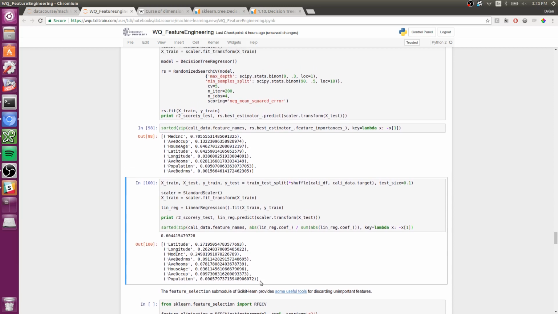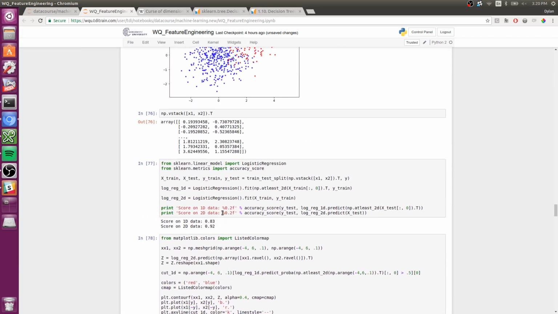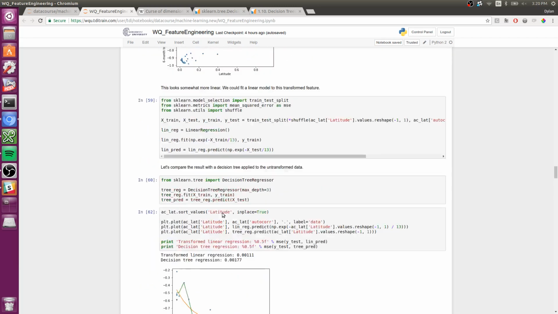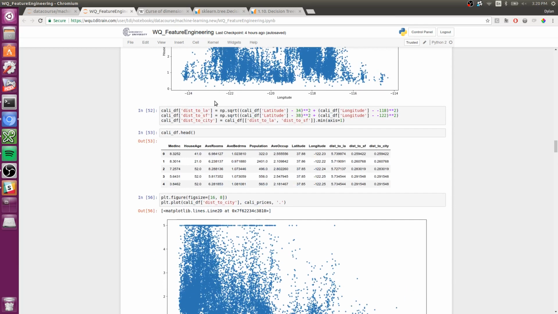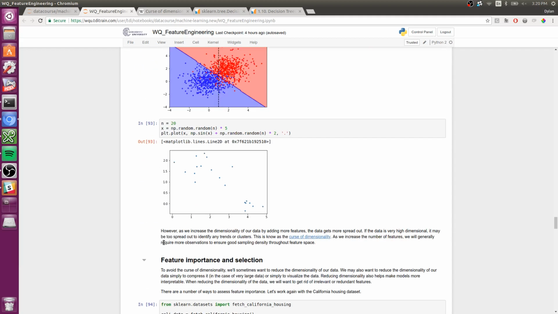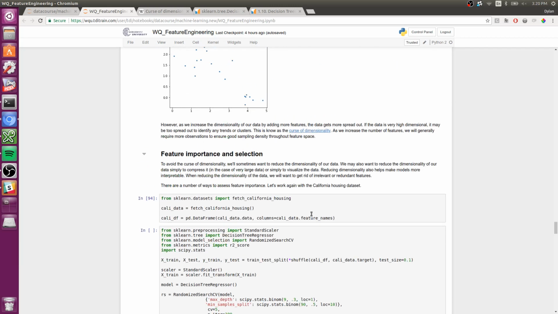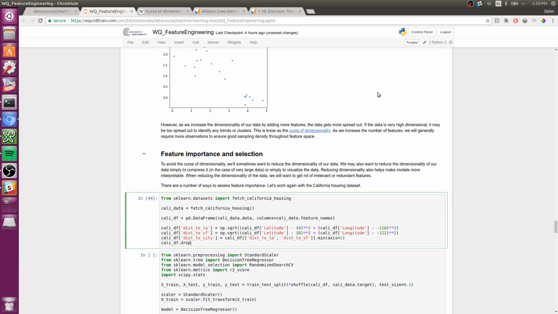Why don't we try this experiment briefly with the feature we constructed earlier. So I'm going to replace latitude, longitude with our dist to city feature.